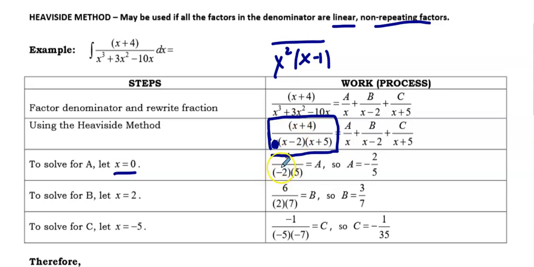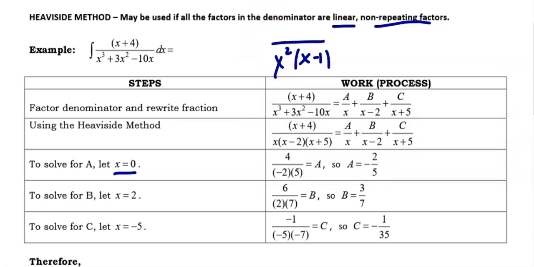You're going to plug in 0 and get 4. You're going to plug in 0 and get negative 2. You're going to plug in 0 and get 5. And then if you start evaluating this, you get 4 over negative 10, which is going to give you negative 2/5. So that's what you need to do to find A.